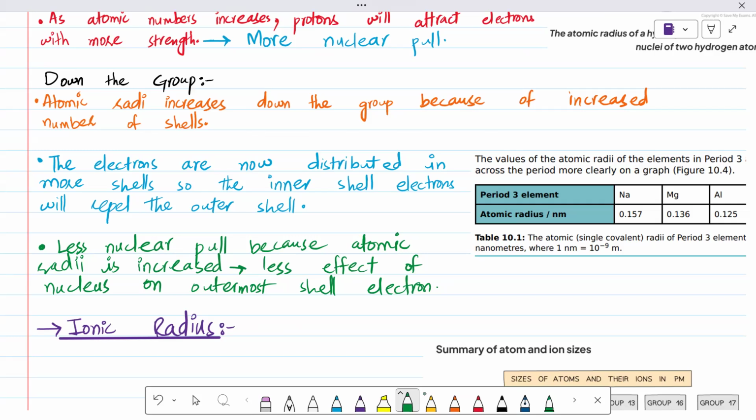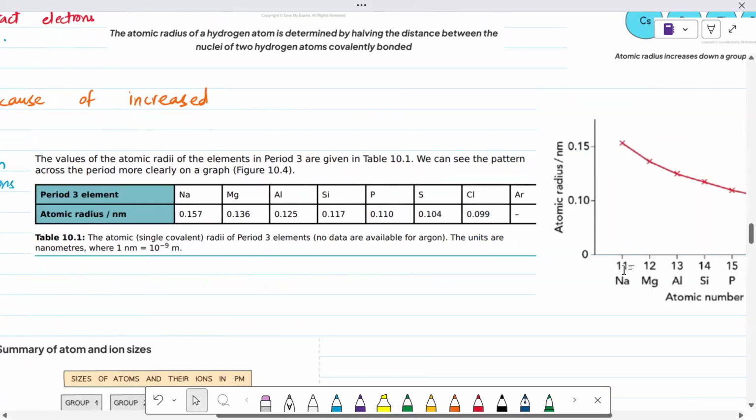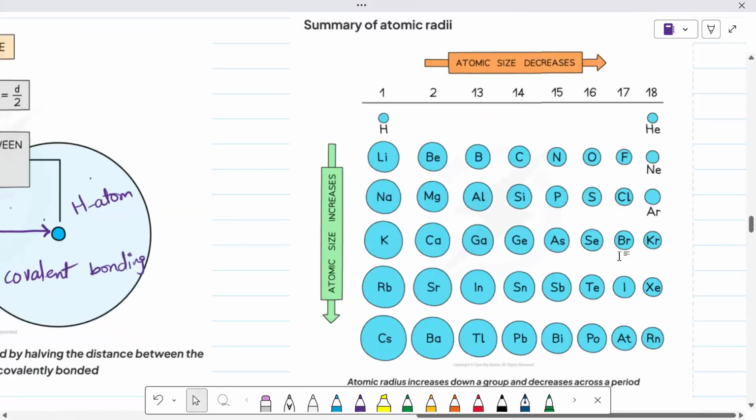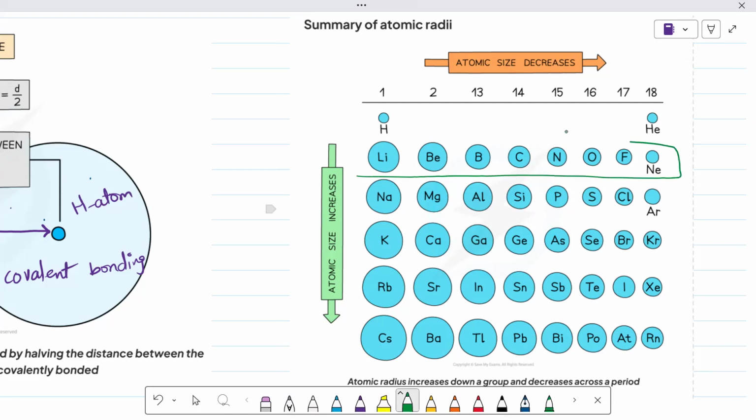Yeah. Okay. Now we have an example over here. Firstly, we have seen this. If you see, this is group one. Down the group, you see what is happening. The atomic size is increasing. Why is it increasing? Because shells are increasing down the group. And over here, if you see, across the period from left to right, the shells are the same.